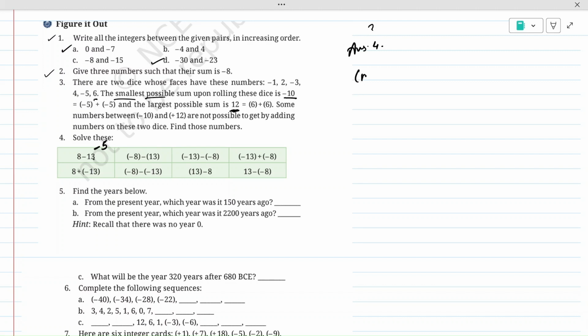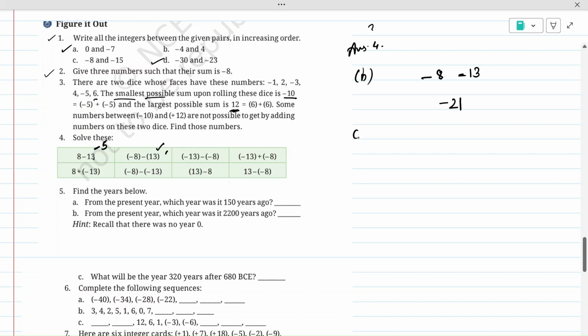Now, in the B part, in this question, we have minus 8, minus 13. Okay. So, minus 8 and minus 13 means both the numbers are negative. So, the answer will also be negative. What we are doing is we are adding these. So, minus 8 minus 13 is minus 21. Here we'll get minus 21.